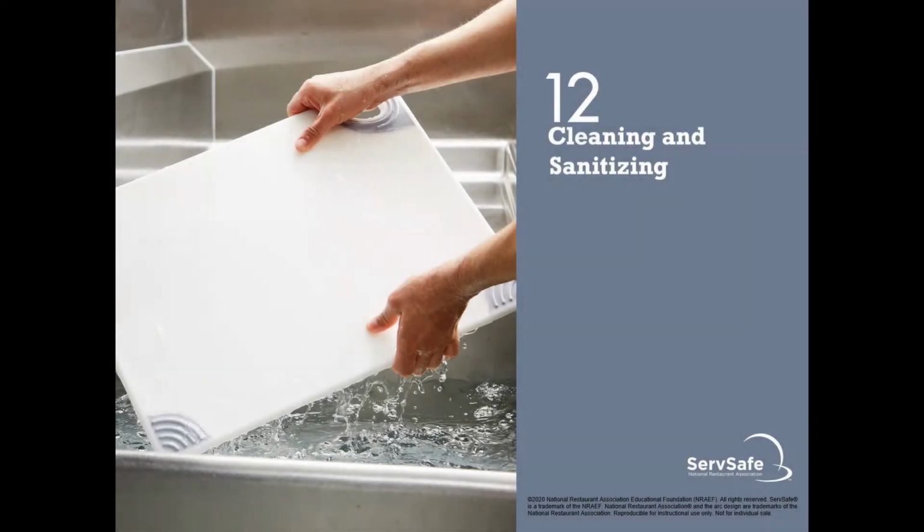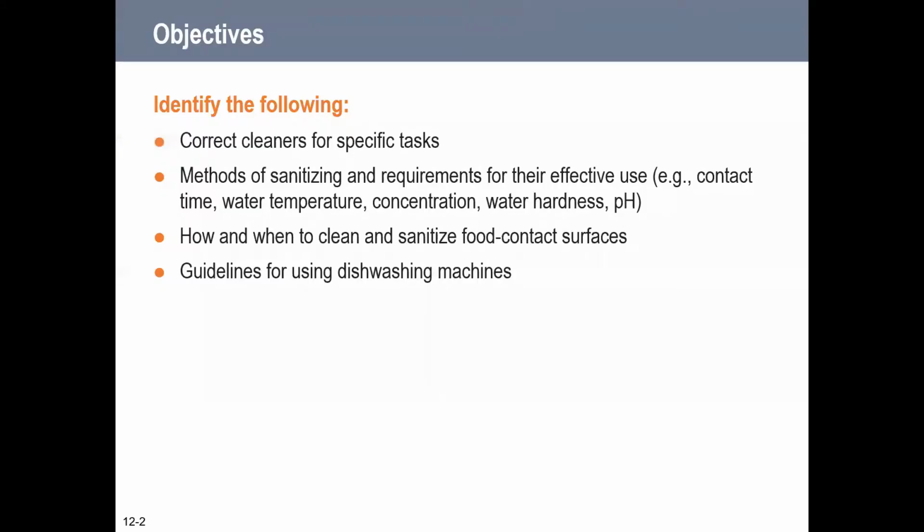Chapter 12 takes us into the world of cleaning and sanitizing. Within the chapter, we're going to talk about the correct cleaners for different tasks. We're going to talk about methods of sanitizing and requirements for their use. So for example, contact time, water temperature, concentration, water hardness, pH.